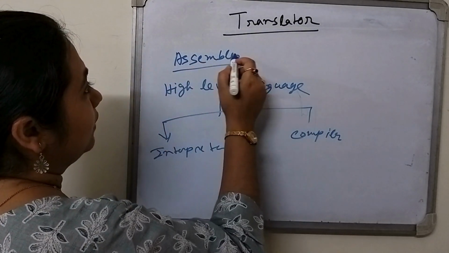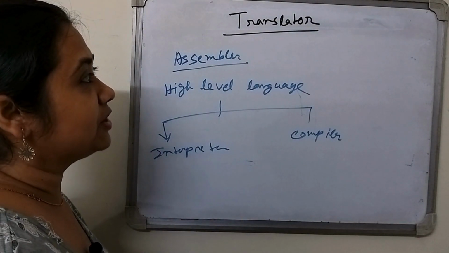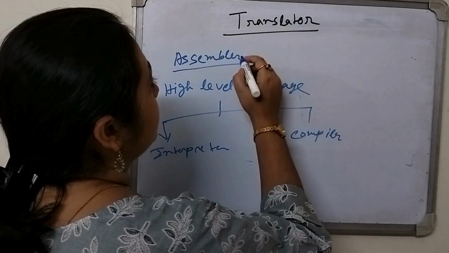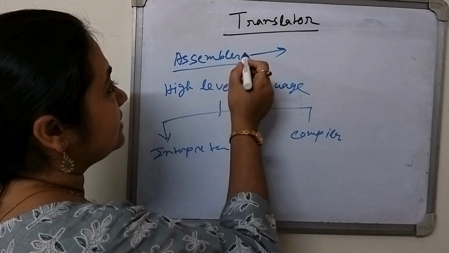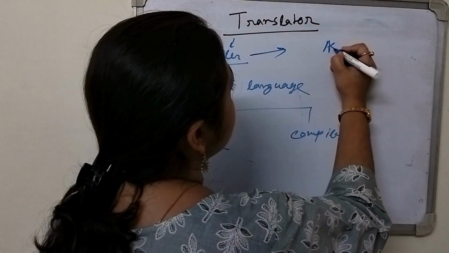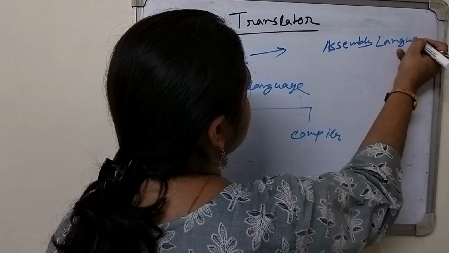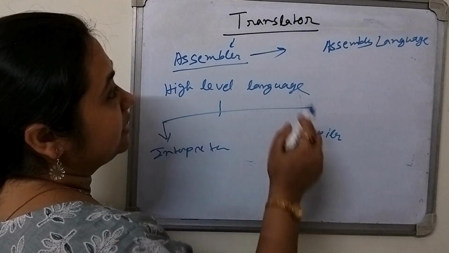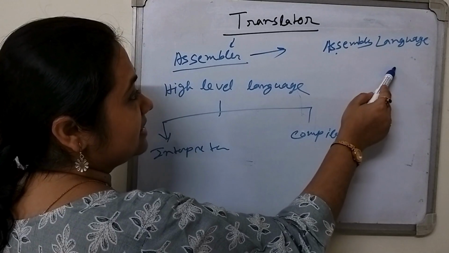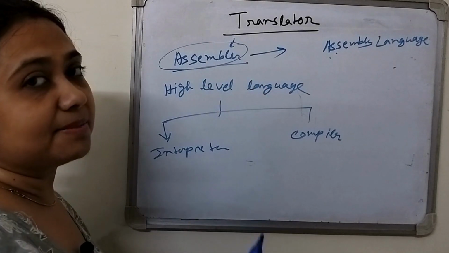Now we know what the assembly language is. The translator that converts from the assembly language to the binary code is known as the assembler. So this assembler is used in the assembly language. It will convert the assembly language into the machine understandable language and the machine understandable language to the assembly language.